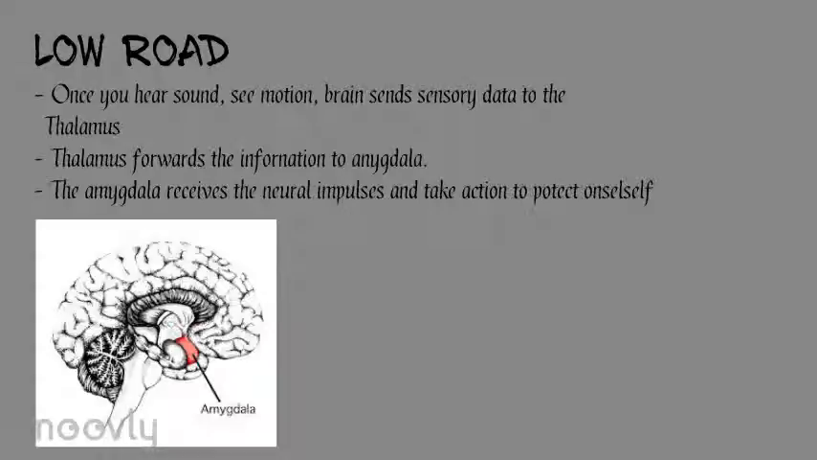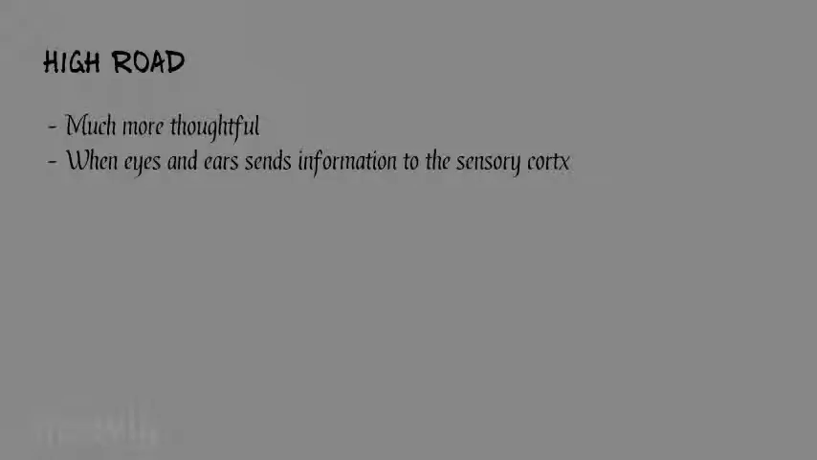The low road works like this: once you hear the sound and see the motion of something or a situation, the brain sends sensory data to the thalamus. At this point, the thalamus forwards the information to the amygdala. The amygdala receives the neural impulses and takes action to protect you. It tells the hypothalamus to initiate the fight or flight response that could save your life if what you're seeing and hearing turns out to be an intruder or someone who is going to harm you.